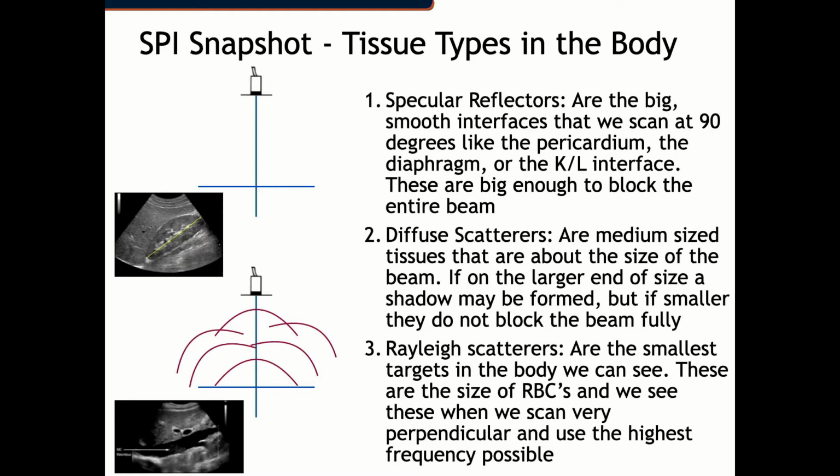They can be tricky because they may or may not create a shadow that you can use to make a clinical diagnosis. The smallest targets in our body are red blood cell size, and these are called Rayleigh scatterers. They don't ever block the beam, and we don't see them very often. We see them often in venous structures where blood is not moving as quickly. So think about what you're looking at, and it will help explain the echoes you see on your image.